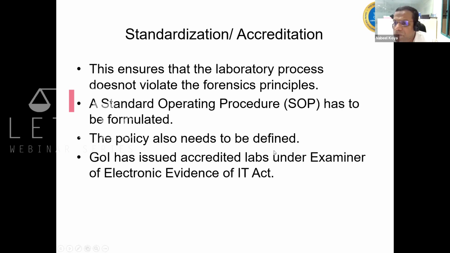And any lab which conducts this analysis needs to internally have a standard operating procedure, and the policy has to be defined. And now, as all of you are aware, under the IT Act, there is a clause known as the Examiner of Electronic Evidence. This means that those labs which are accredited by the Government of India will be certified to do cyber forensic examinations.